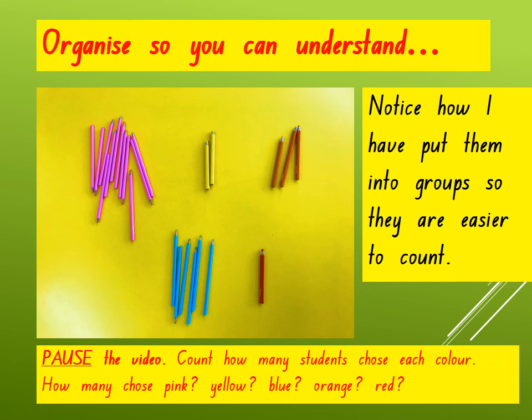Pause the video. Count how many students chose each colour. So, count how many pink pencils there are. Remember, each pencil means a child. How many yellow pencils are there? How many blue pencils are there? How many orange pencils are there? And how many red pencils are there? Pause the video so that you have some time to count them. You can write down your answers if you like, or you can keep them in your mind. Writing down is great though, because then we won't forget. Pause your video now.